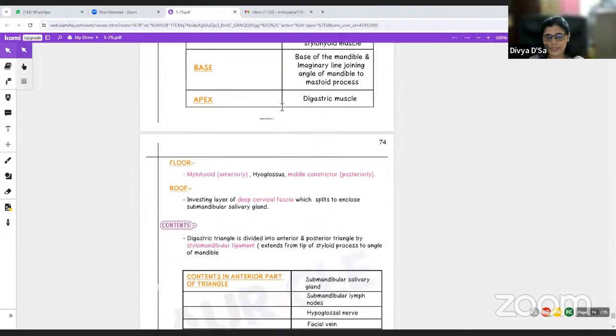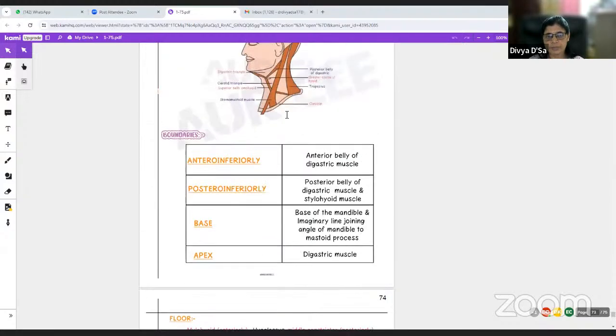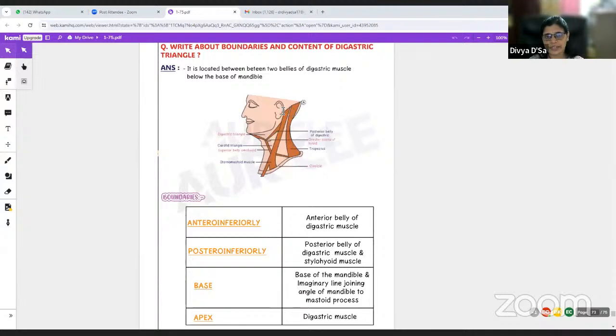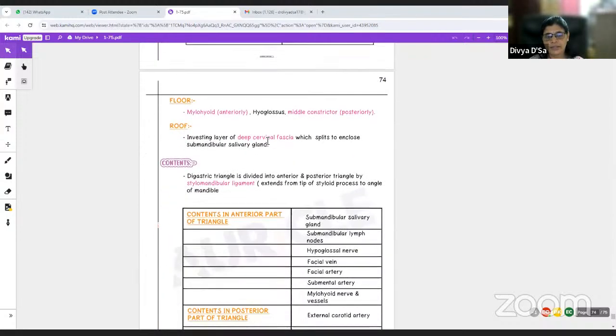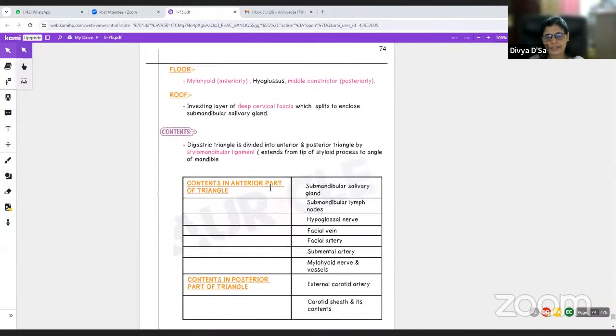This digastric triangle is mainly divided into an anterior part and a posterior part by the stylomandibular ligament. The ligament which is attached from the styloid process to the mandible will divide this triangle into an anterior part and a posterior part. So contents in the anterior part, that is the superficial part, we have mainly the submandibular salivary gland, then the submandibular group of lymph nodes, hypoglossal nerve.